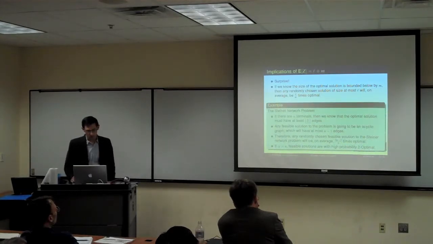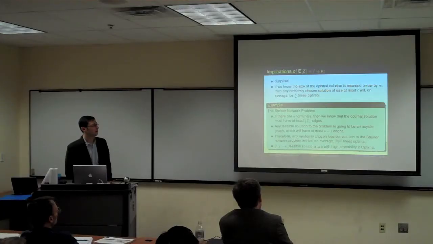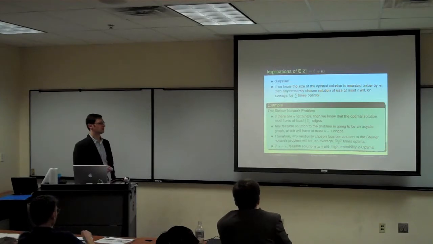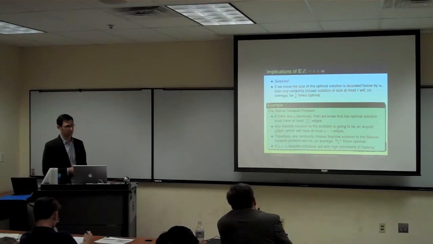So for the Steiner network problem, we know we have bounds on L and m because if there are alpha terminals in the Steiner network problem, then we know that the optimal solution must have at least alpha over 2 edges. And any feasible solution is going to have at most n minus 1 edges. Therefore, any randomly chosen feasible solution to this problem will be on average that many times optimal. And if every vertex is a terminal, then feasible solutions are with high probability 2 optimal.